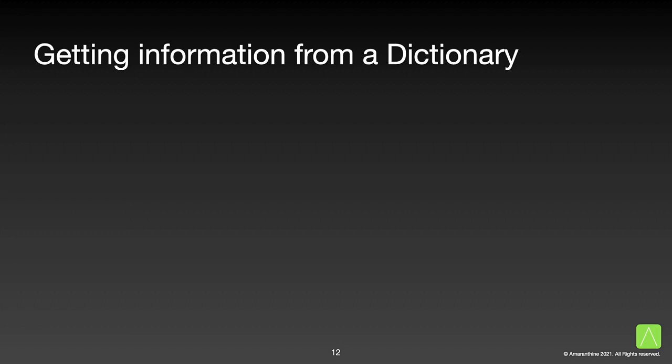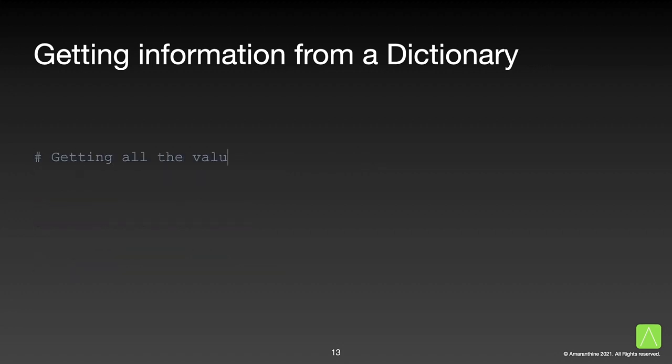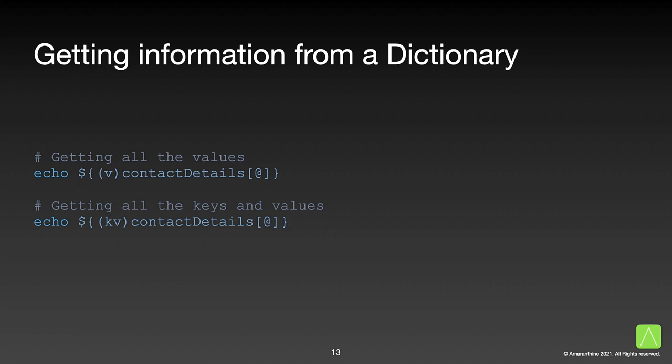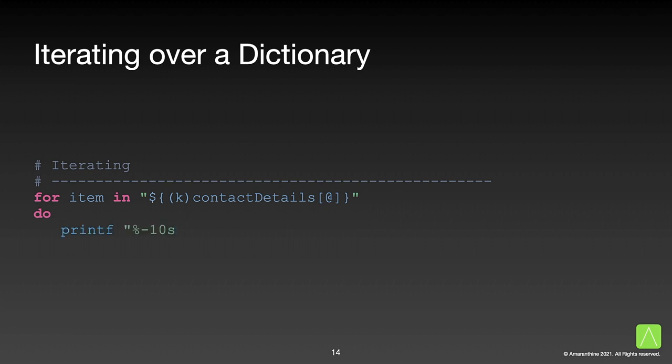Just like arrays, we can use the dollar curly brackets to expand the dictionary and get the value for a specific key, all values, or all keys. We can also get all the keys and values and the number of entries. All these operations are possible on a dictionary. And just like an array, we can use a for loop to iterate over all the keys from a dictionary and then pick out the value for each key. I have used a printf here to control the output formatting. You could use an echo statement to achieve a similar result also.